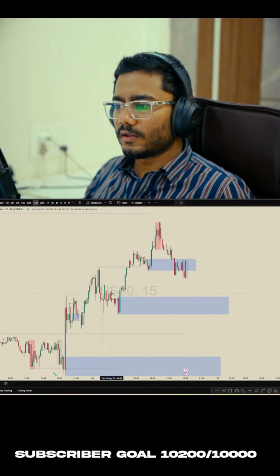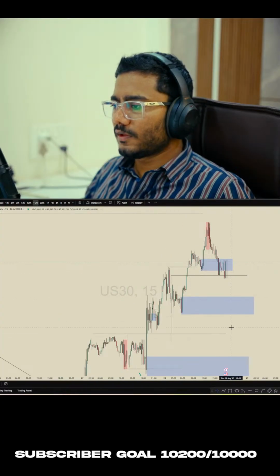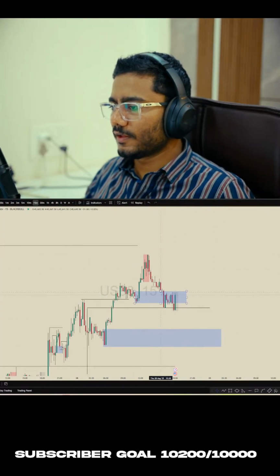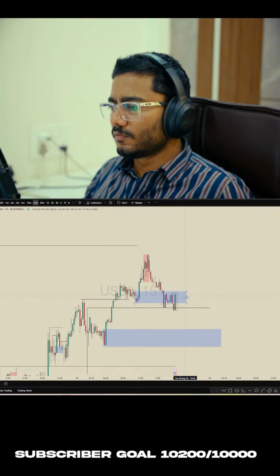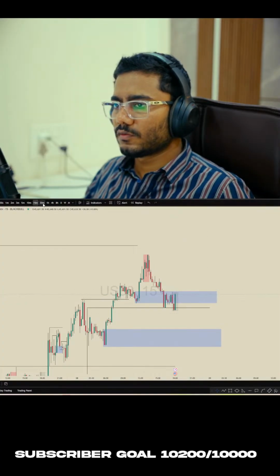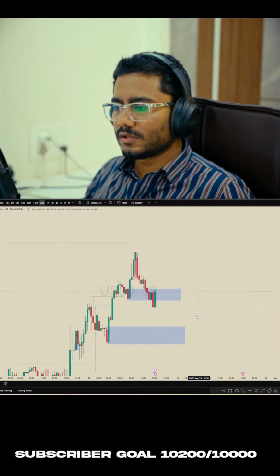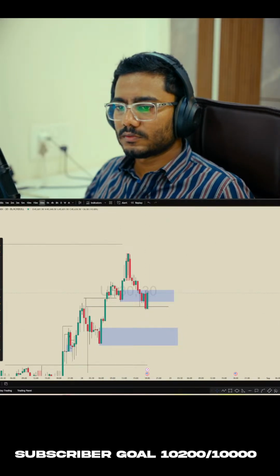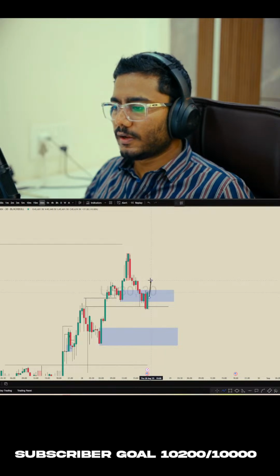So if you look at this, this is the wick which took out the previous liquidity. So price have tapped this, and we can expect price to move to the upside from this. So if you want to look for buys on US30, you can look for buys from here. It can tap, look for retest, and it will continue the upside.